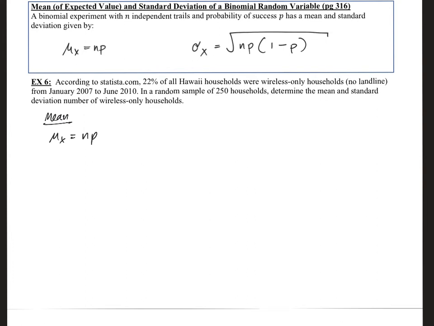All right, let's find those values. So n is going to be our number of trials, which is 250. P is going to be the probability of success, which is 0.22. So n times p is going to equal 250 times 0.22. And voila, we get 55. So the mean of x is 55. Now let's find the standard deviation.